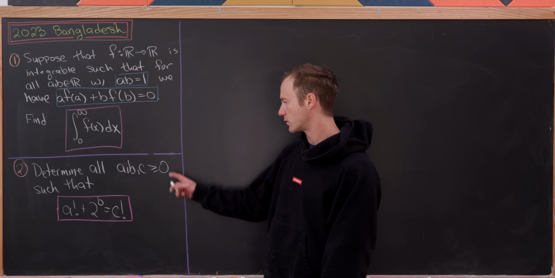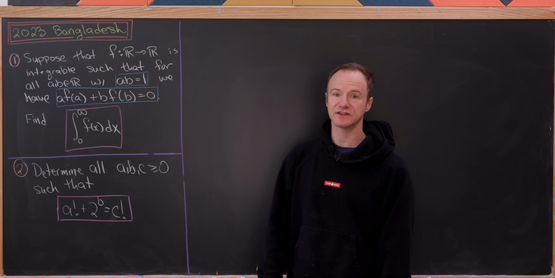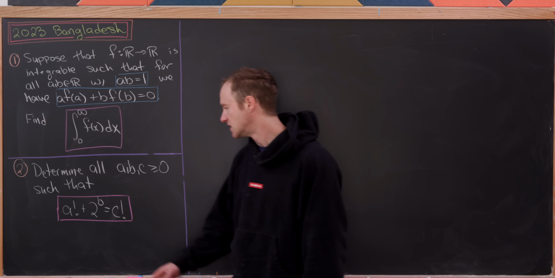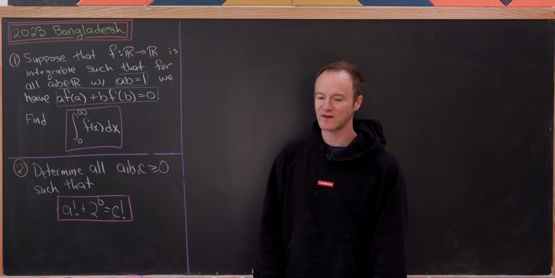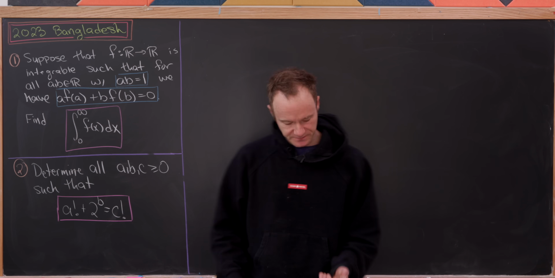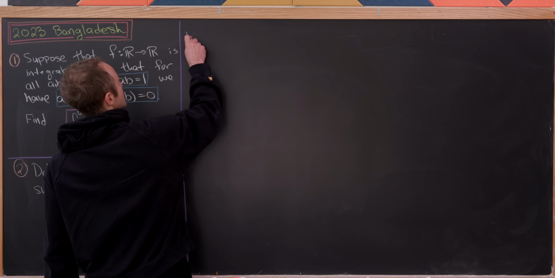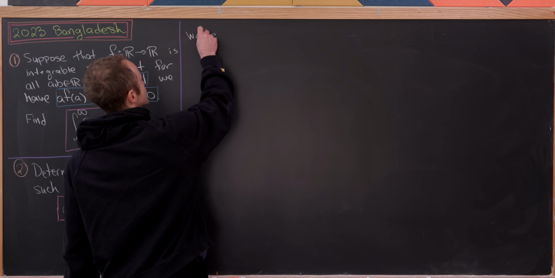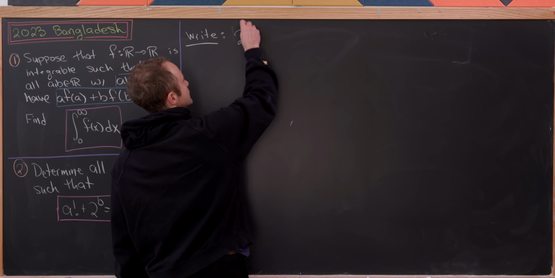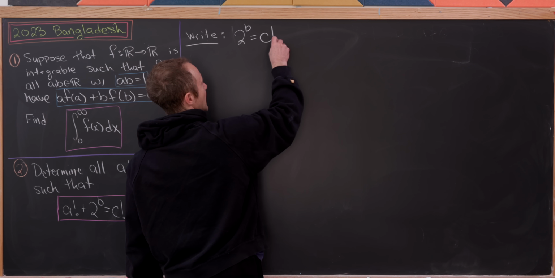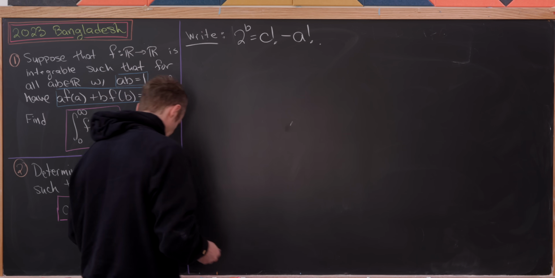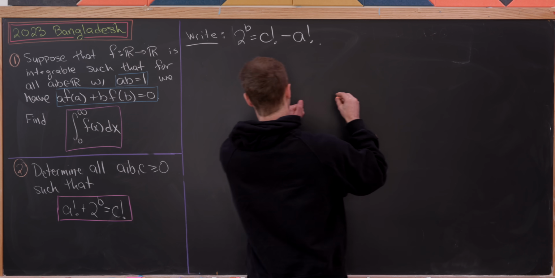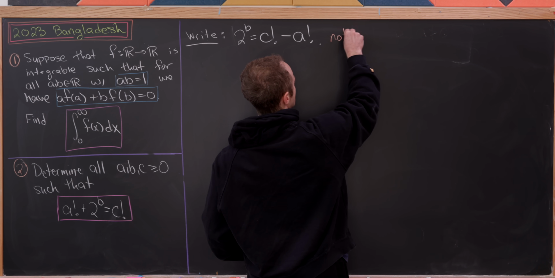Okay, for our next problem, we're going to find all non-negative integers a, b, and c, so that a factorial plus 2 to the b is equal to c factorial. Okay, so now the first thing I'm going to do is rearrange this equation a little bit. We'll write 2 to the b is equal to c factorial minus a factorial.